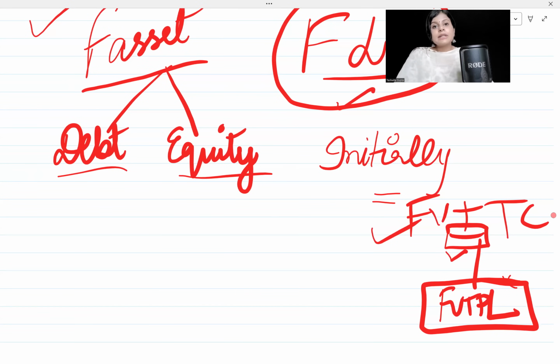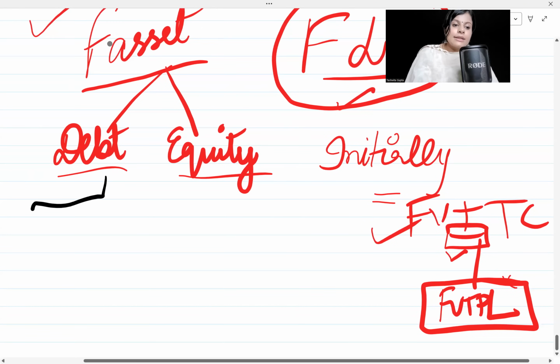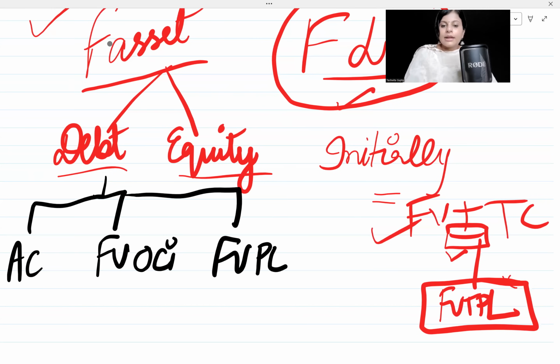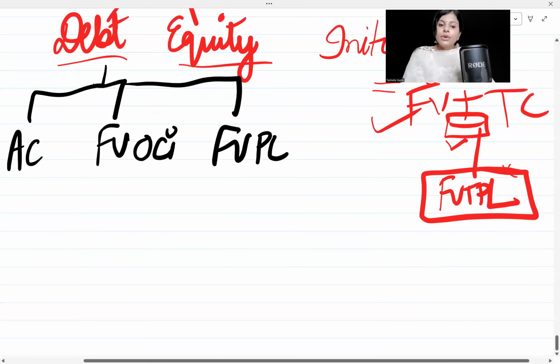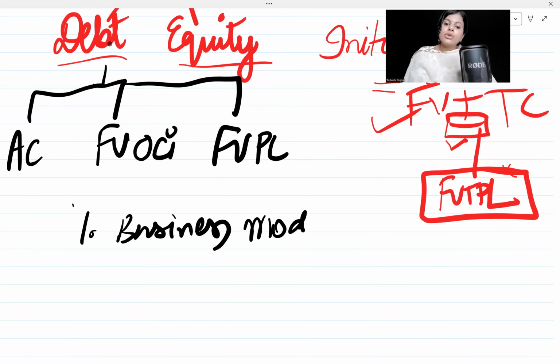Now, what are the subsequent treatments available under debt and equity instruments? First, let's talk about debt instruments. In debt instruments, guys, we have three methods. One is amortized cost. Second is fair value through OCI. Last, we have fair value through P&L. So how do we decide which method to choose? We have two tests. One is the business model test. Another is the contractual cash flow test, which I call a CCF test.